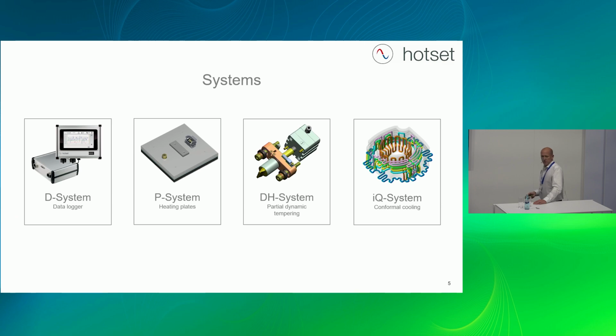When we put our components together, we're talking about systems. Systems like heating plates, where we are increasing the temperature of big plates for any kind of processes. We have dynamic heaters for injection molding processes, and of course our IQ system. The IQ system is the conformal cooling, and my theme for today.